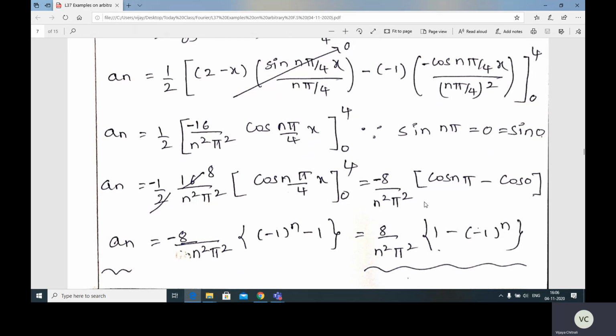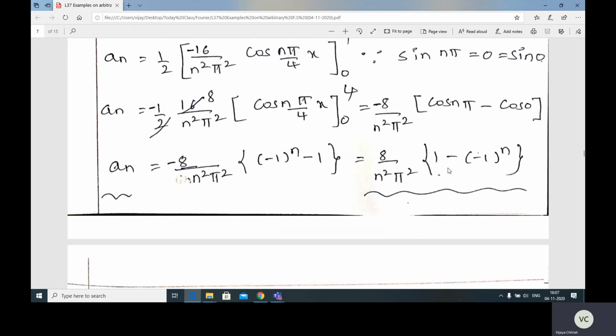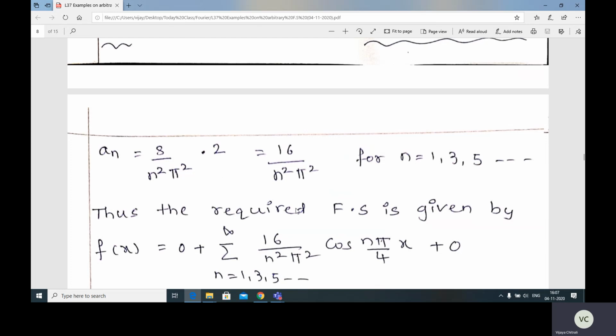So 2 ones are 2, 8s are minus 8 divided by n square pi square, cos n pi minus cos 0. Substitute upper and lower limit. Upper limit 4, you substitute 4, get cos n pi, so in place of x. Lower limit 0, cos 0 is 1. So 8 divided by n square pi square into 1 minus 1 raised to n.